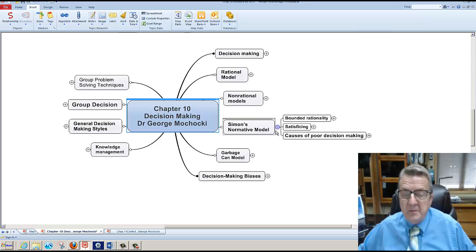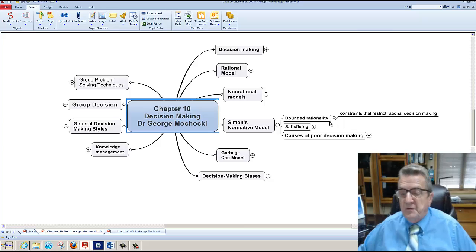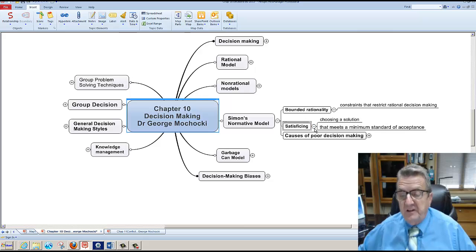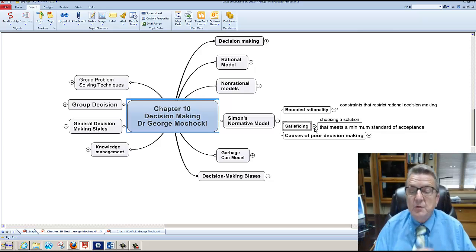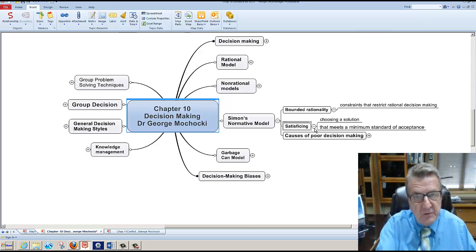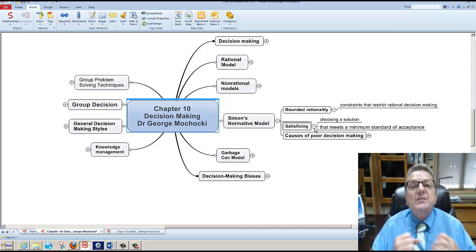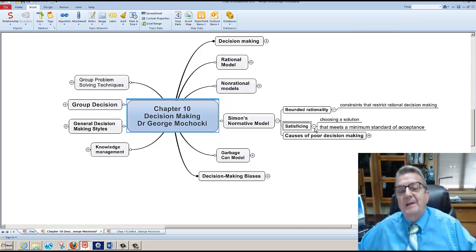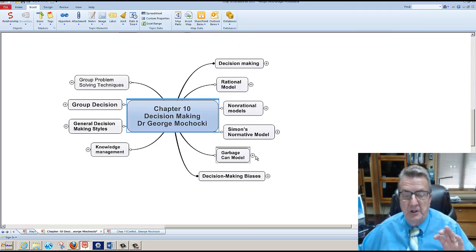Now you have Simon's normative model. You have bounded rationality, which looks at all the restrictions and constraints within the rational model. Satisficing. When I look at satisficing, choosing the right solution, sometimes we satisfice by just meeting the minimum standard. If it's not that big of a problem, you're just going to find a good enough solution. Sure, you can get it done because we're busy, but a lot of times, if you always satisfice, you're never going to have the best optimal solution to the problem. You're just basically making it go away. I'm not saying you can't, but you should.